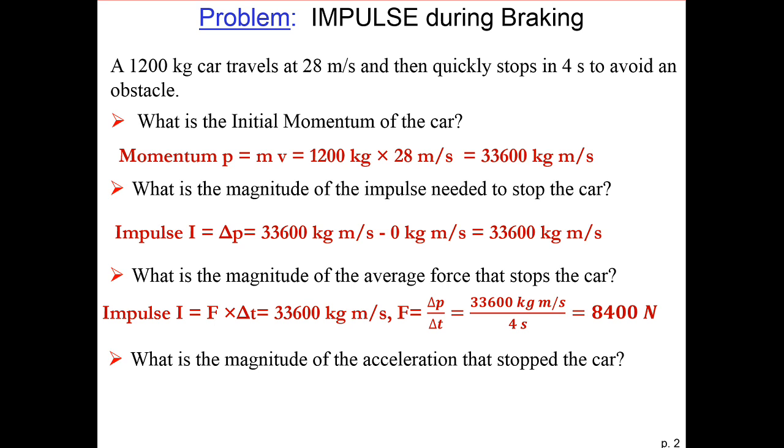Lastly, we want to find the acceleration that the car experiences. Well, we have the average force and the mass, so by using force is equal to mass times acceleration, we can divide the force by the mass to get the acceleration. So that is 8,400 newtons divided by 1,200 kilograms, and that gives us an acceleration of 7 meters per second squared.